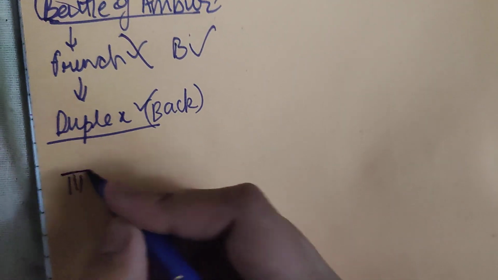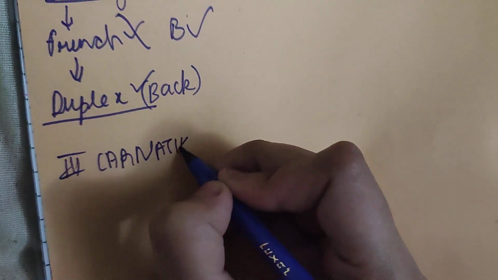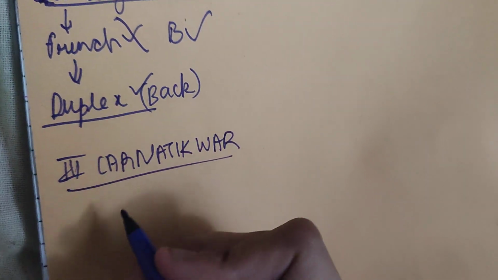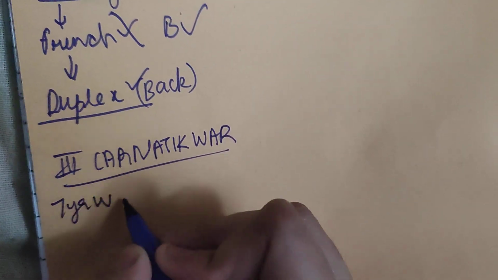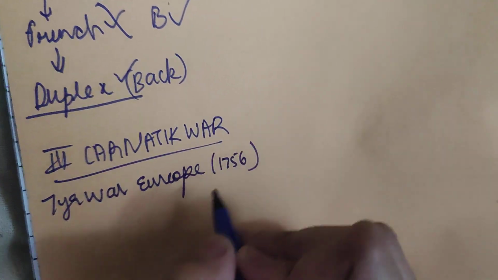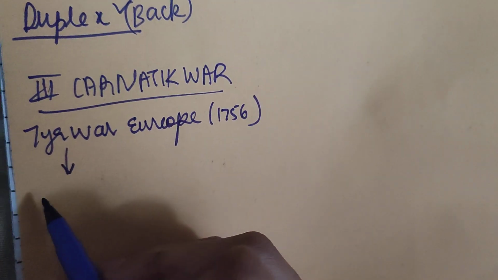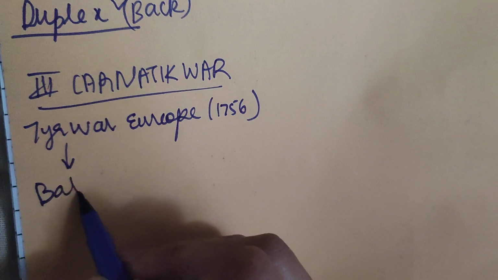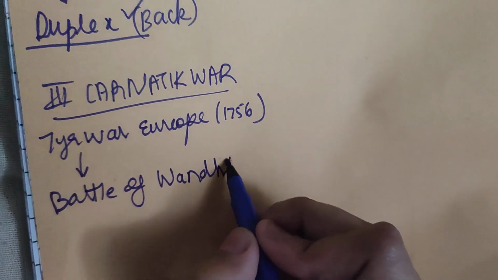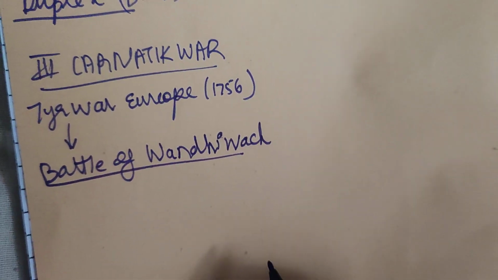Then let's discuss the third Carnatic War. So the Seven Years' War was already going on in Europe, which started in 1756, and simultaneously there was a battle in Tamil Nadu. This was called the Battle of Wandiwash, in Tamil Nadu. So this was the third Carnatic battle.